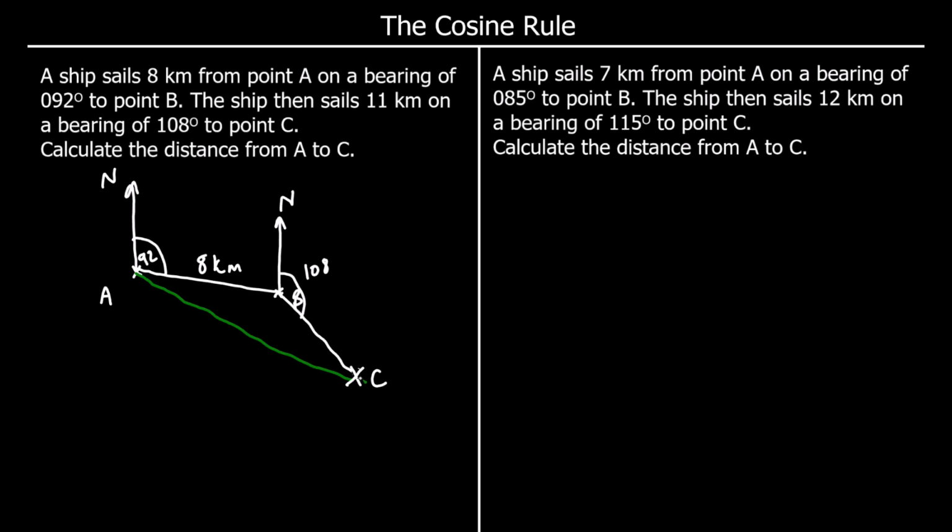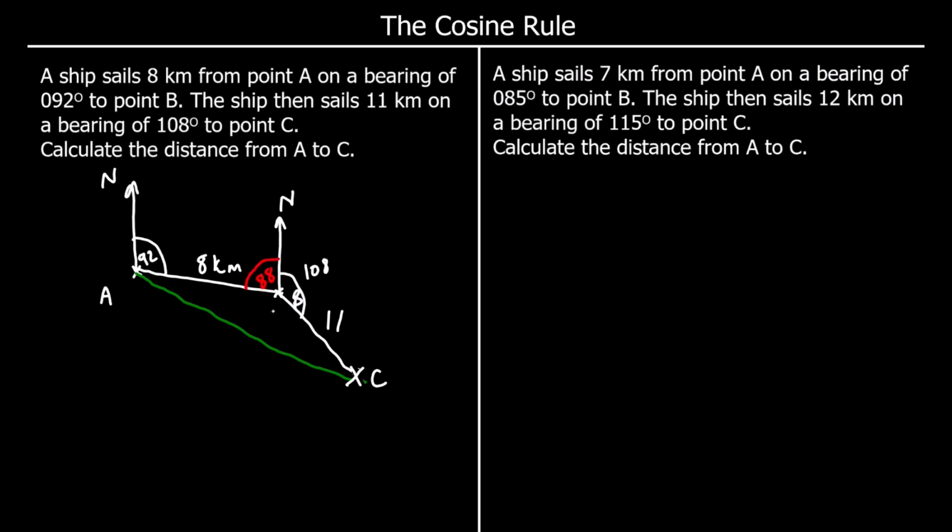So we want to know the distance A to C. We know that this length is 11, and we can work out this angle here. So we've got two parallel lines here, two north lines. The co-interior angles inside of them have to add up to 180. So if this one's 92, this one must be 88.